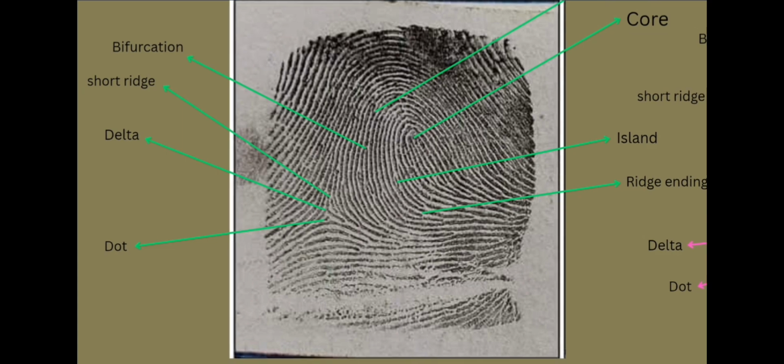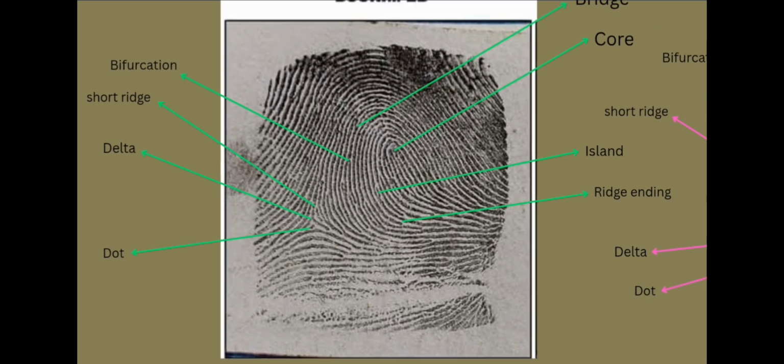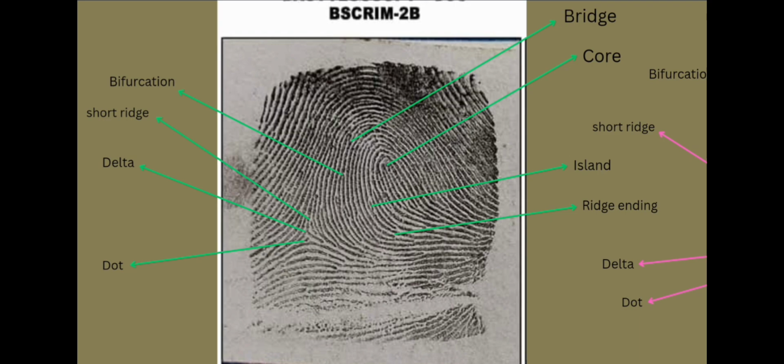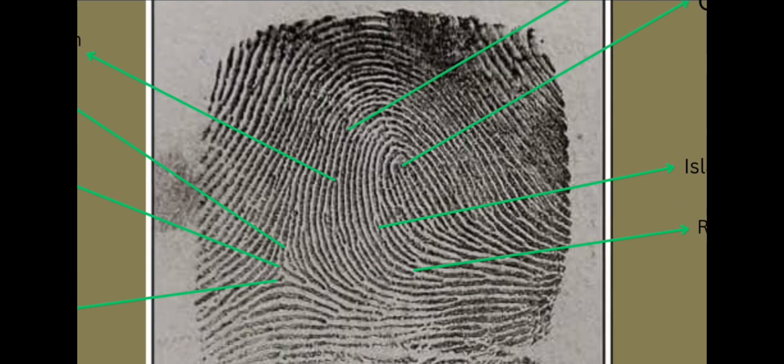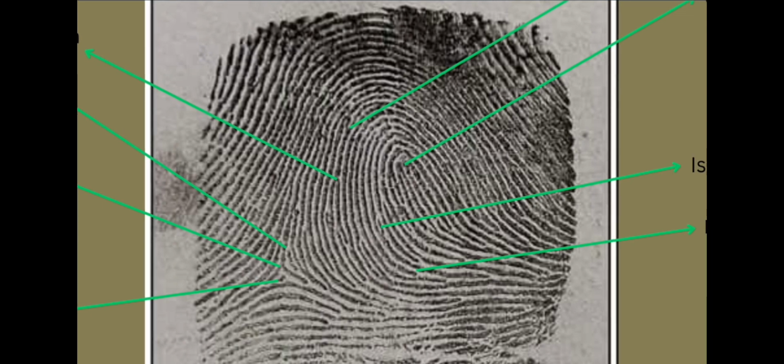So the ridge ending is the termination or ending of a ridge or ridges. So this is first, the ridge ending. And then the bifurcation ridges: a single ridge which splits into two ridges forming a Y-shaped formation or structure. So this is the bifurcation ridges. It forms a Y.